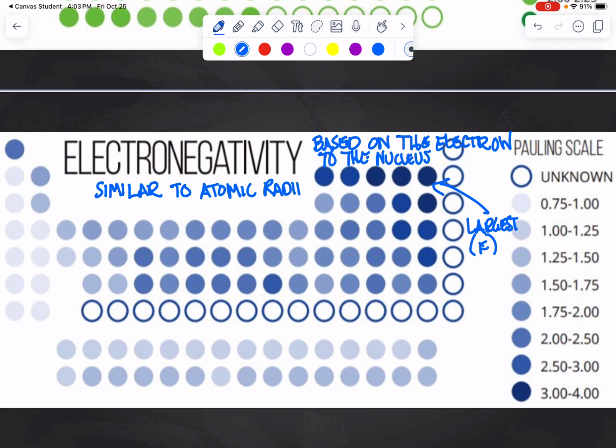Whereas if you're going down a group, you're adding energy shells, and as a result, the electron is getting further away from the nucleus, and it's not as attracted to the nucleus.